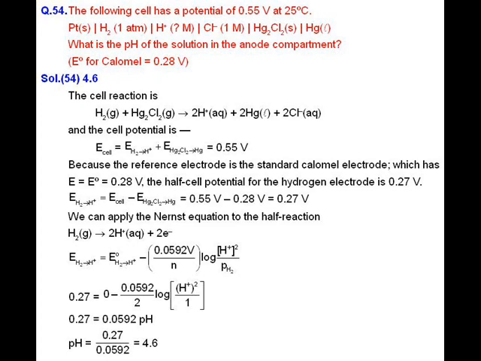Now the only unknown that we have here is H plus. We can write the negative log of H plus as pH, and solving further we will get the value of pH as 4.6. So that is the final answer, 4.6.